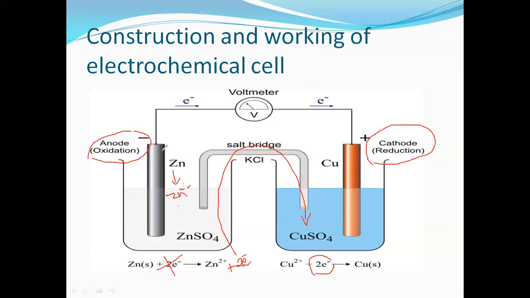The two electrodes are connected to an external circuit, such as a voltmeter, ammeter or battery. Then what is the role of the voltmeter? The voltmeter calculates the number of electrons that might be transferred from the zinc sulfate solution to the copper sulfate solution. See what will happen here. Zinc is oxidized and copper is reduced. In zinc sulfate, the reaction is oxidation. In copper sulfate, the reaction is reduction.